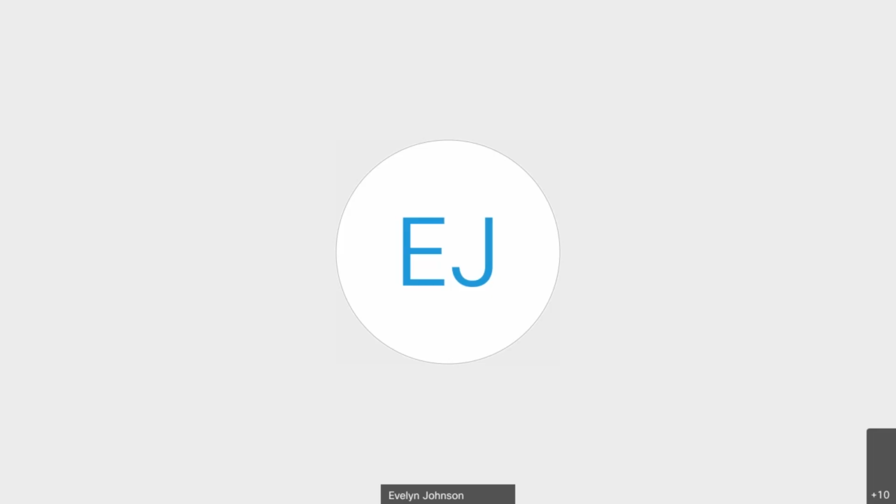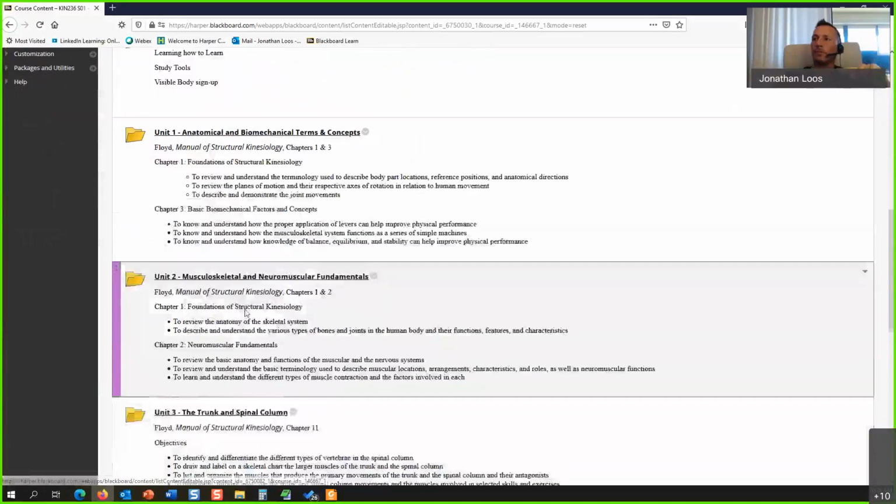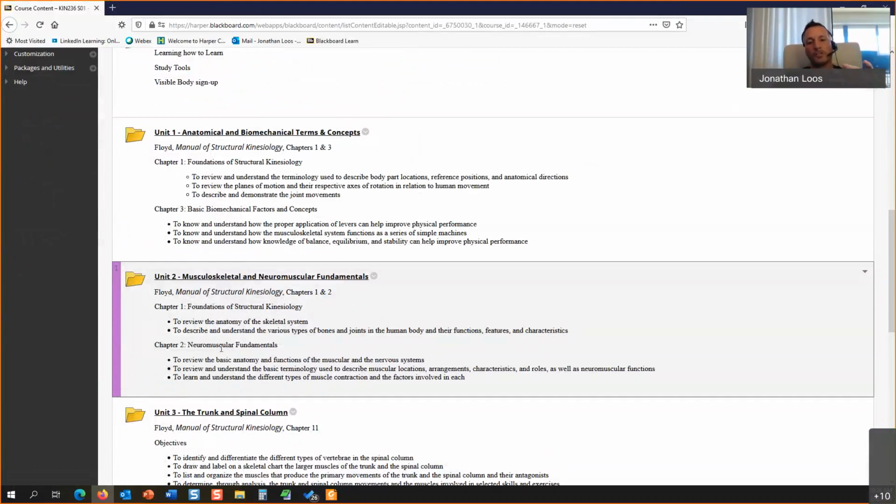All right, so we're getting into Unit 2 now. I realize I have to organize the Blackboard folder a little bit. My Unit 3, 4, and 5 are good, but we're getting to Unit 2, which is now the rest of Chapter 1, which is the skeletal system, and then Chapter 2, which is neuromuscular.